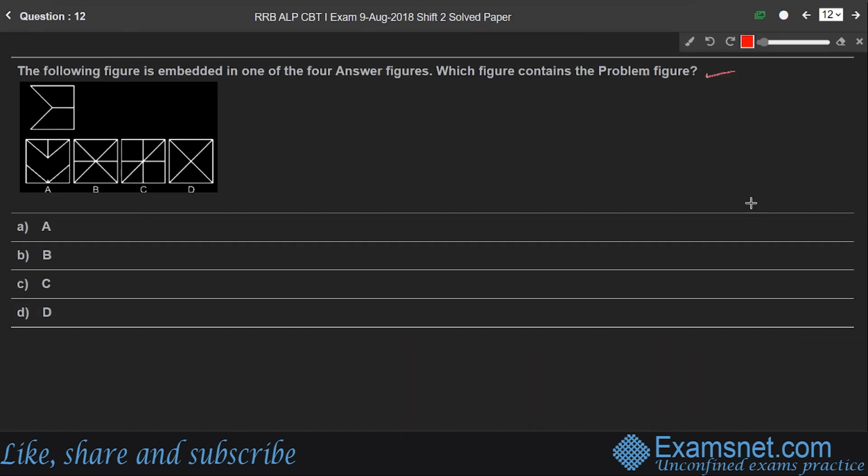Question number 12. The following figure is embedded in one of the four answer figures. Which figure contains the problem figure? So here is the problem figure, and here are four figures given, A, B, C and D. Look at figure B. In this portion of figure B, the given problem figure is embedded. Look at this part. Yes, therefore, the given figure is embedded in figure B, which is option B. So option B is the right answer.